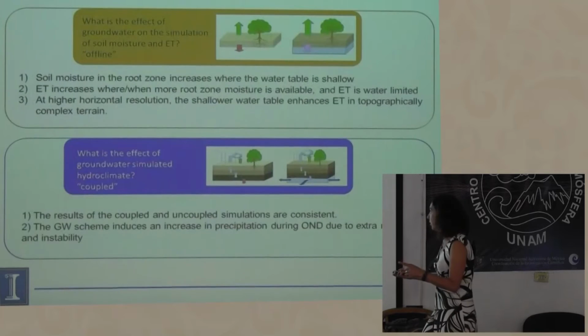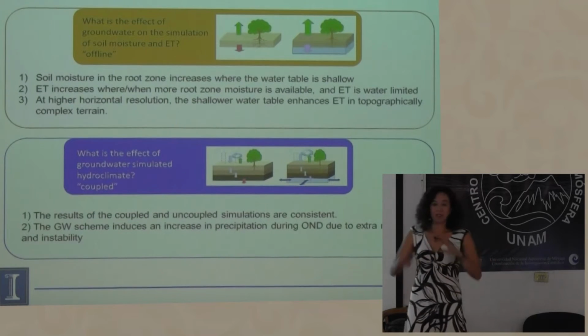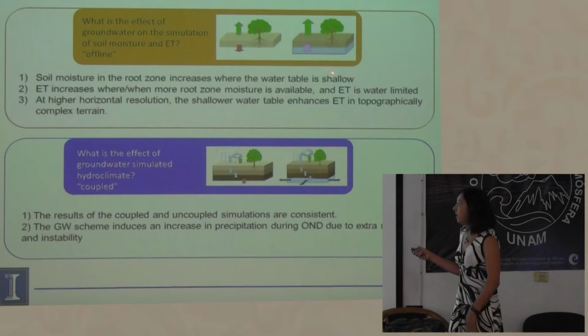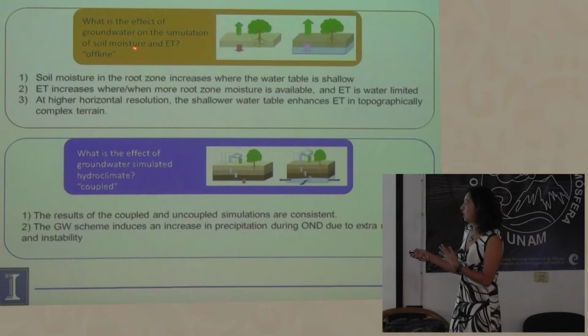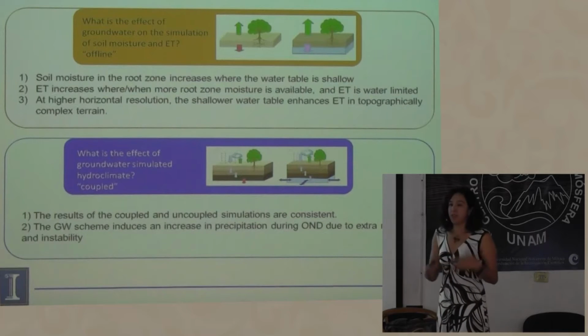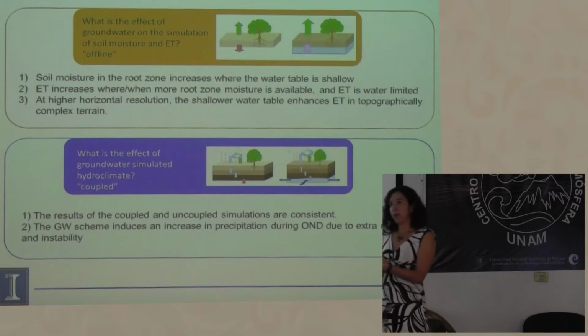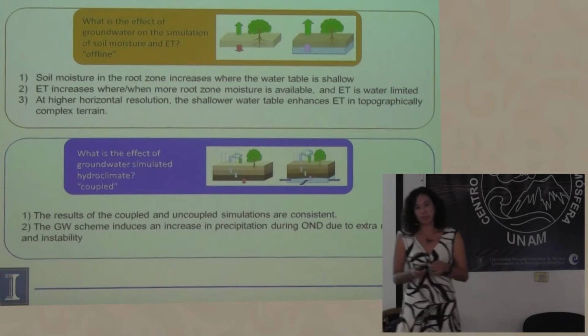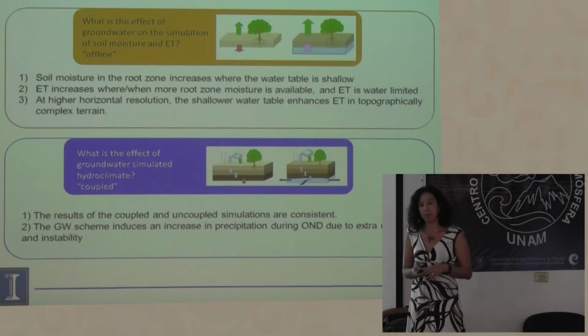Did I finish? No. Okay, so this is just the concluding slide. We have an offline simulation with groundwater, where we find that soil moisture in the root zone increases where the water table is shallow. So if you're not including groundwater, you're probably underestimating both soil moisture and ET fluxes, particularly over the La Plata basin.